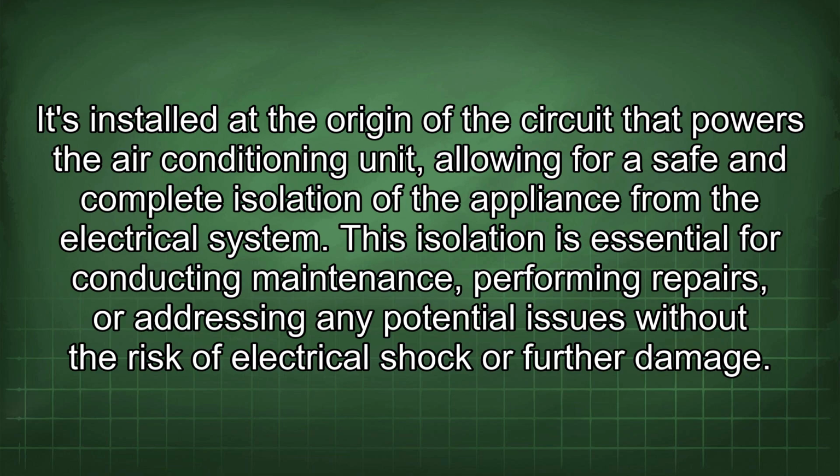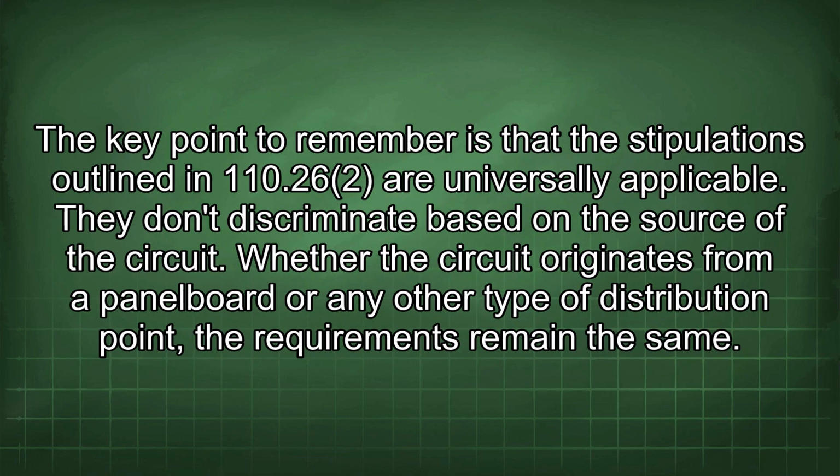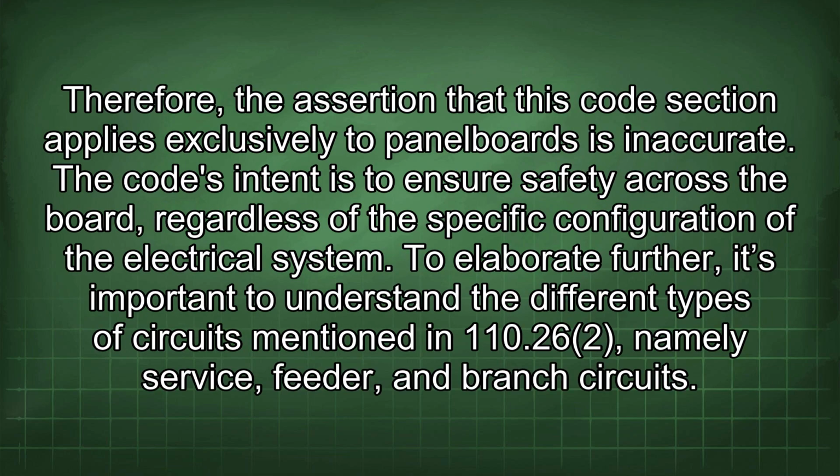This isolation is essential for conducting maintenance, performing repairs, or addressing any potential issues without the risk of electrical shock or further damage. The key point to remember is that the stipulations outlined in 110.26 are universally applicable. They don't discriminate based on the source of the circuit. Whether the circuit originates from a panel board or any other type of distribution point, the requirements remain the same. Therefore, the assertion that this code section applies exclusively to panel boards is inaccurate. The code's intent is to ensure safety across the board, regardless of the specific configuration of the electrical system.